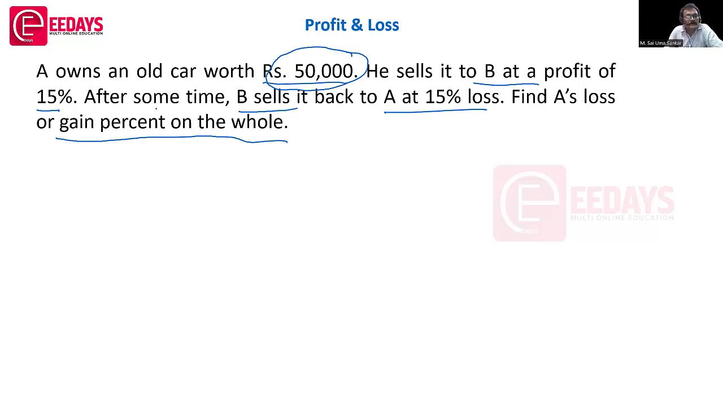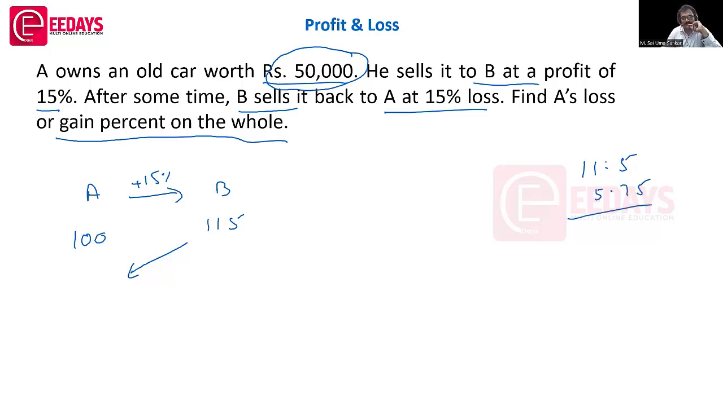Now A wants an old car worth 50,000. He sells it to B at a profit of 15%. So suppose A to B, it is 100. 15% profit, that is equal to 115. B sells it back to A at 15% loss. So what is 10% of this one? 11.5. What is 5%? That is equal to 5.75. Okay, so what happened? This is the loss. So what is the total?